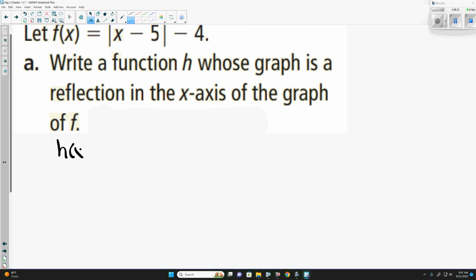So for this one here, we want to write a function h of x, whose graph is a reflection in the x-axis of the graph of f. Well, across the x-axis was what? Negative f of x, because f of negative x is across the y. Now again, at this point, we can replace f of x with its function, which is the absolute value of x minus 5 minus 4.